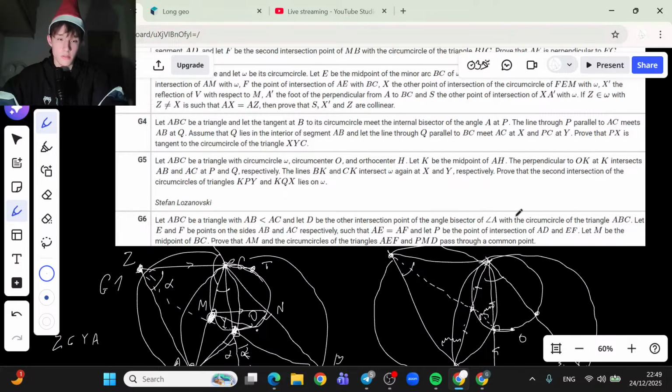D is the other intersection of the angle bisector. Let E and F be points on AB such that AE equals AF, and let P be the point of intersection of AD and EF. Let M be the midpoint of BC. Prove that AM and the circumcircles of AEF and PMD concur. Okay, this looks interesting, but it might take a while, or it's probably easy.